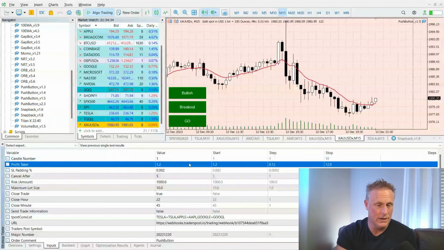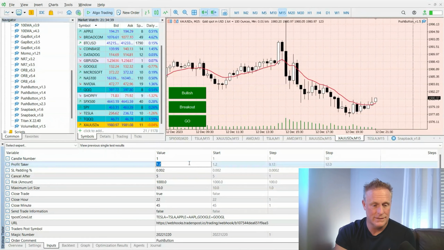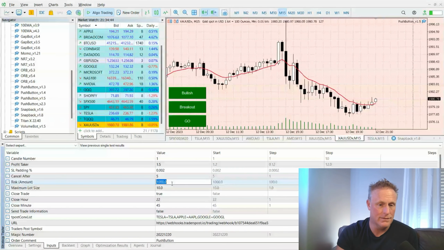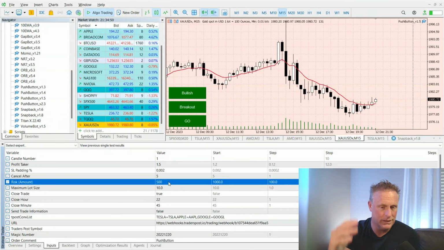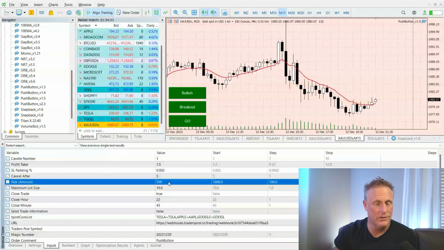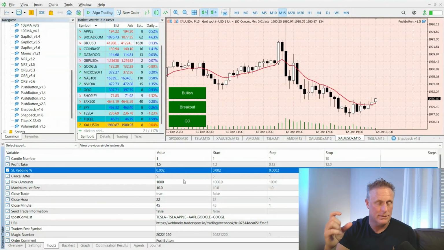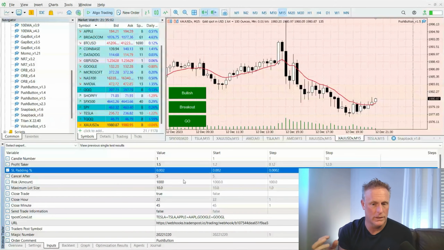Now, the profit taker is a multiple, 1.2 times. You can say 1.4, you can change it to 1.5, you can literally change it. And that is a multiple of risk. Risk is a dollar amount, and that, of course, is based on your skill level and your account size. We typically recommend 1% of your account. So if you have a $100,000 account, you're typically only risking $1,000 per trade. And so that's some of the inputs that are used for the actual formulas that go into the math of how this works.